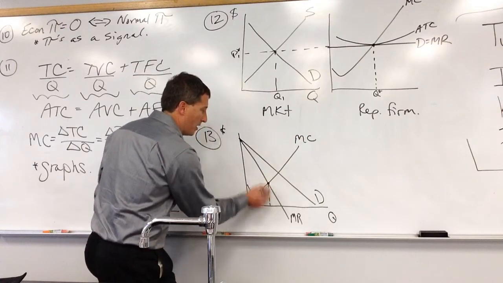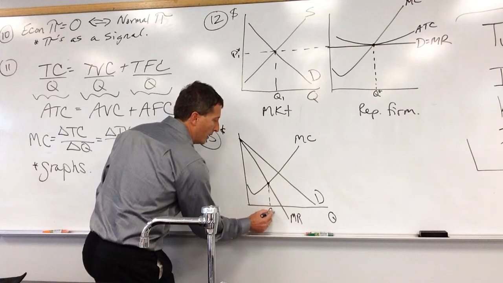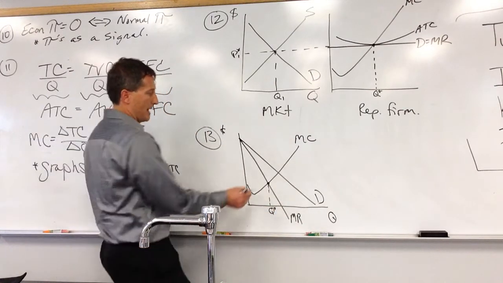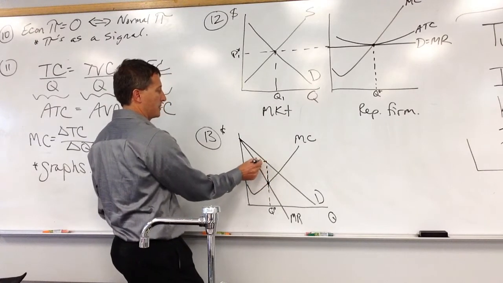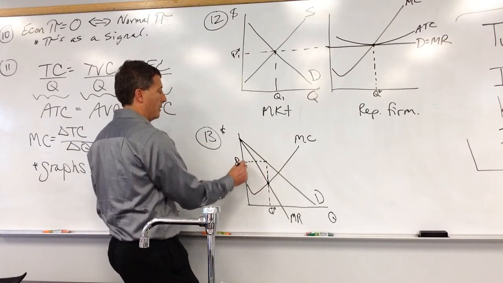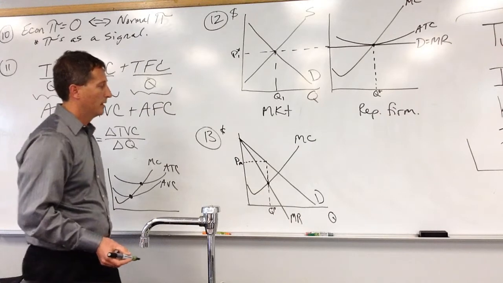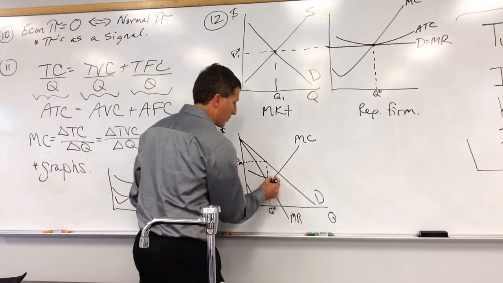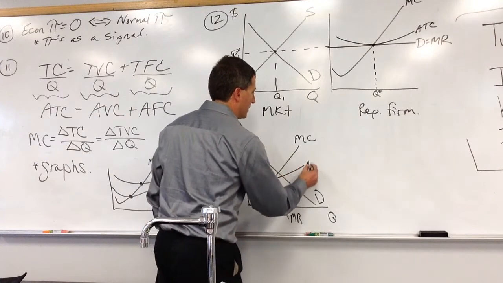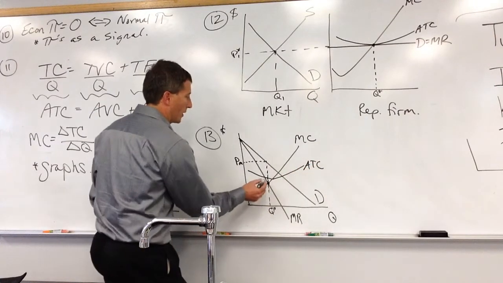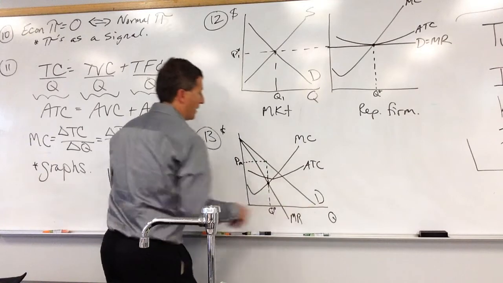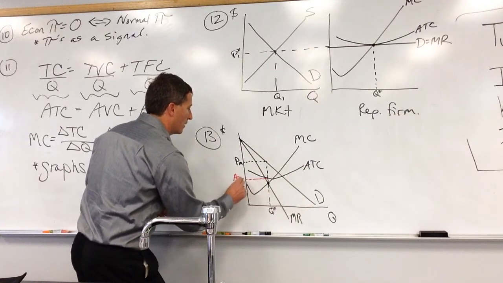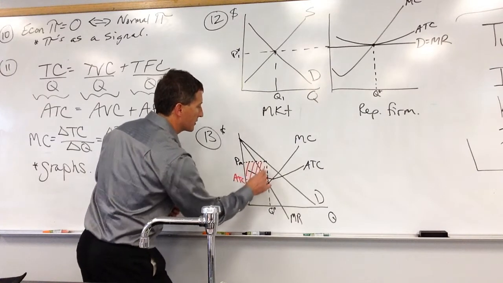Maximizes profits as all firms do by producing the quantity where the revenue generated by the last unit is equal to the cost of the last unit. The difference now is they're going to get to charge the highest price people are willing and able to pay. And that ends up giving them a profit not only in the short run, but also in the long run because of barriers to entry.